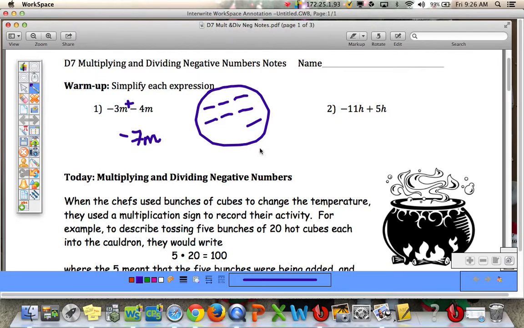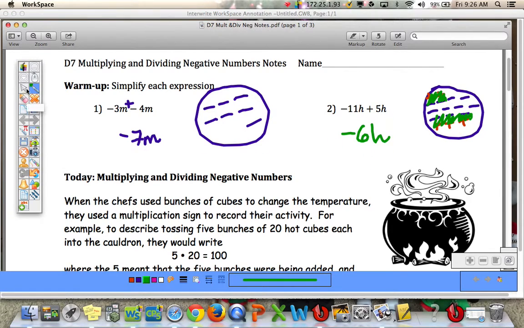And over here we have negative 11h. We're putting in 5 hot cubes. So 1, 2, 3, 4, 5. A hot cube and a cold cube would cancel. These 2 cancel. These 3 cancel, so we're left with 1, 2, 3, 4, 5, 6, negative 6h. So negative 3m minus 4m is negative 7m, negative 11h plus 5h is negative 6h.